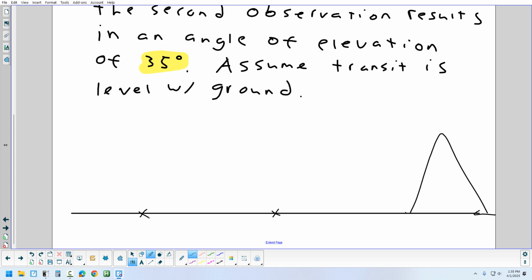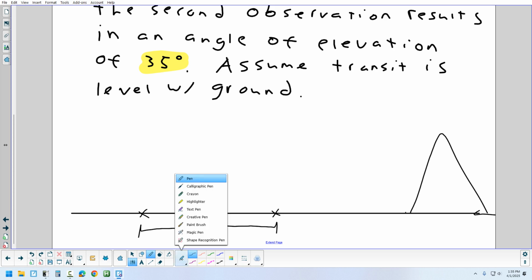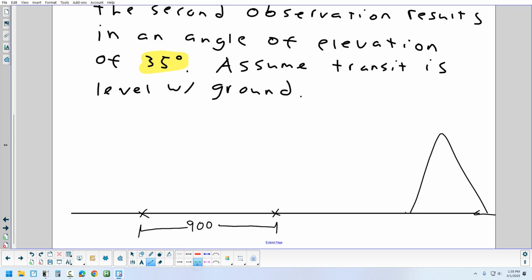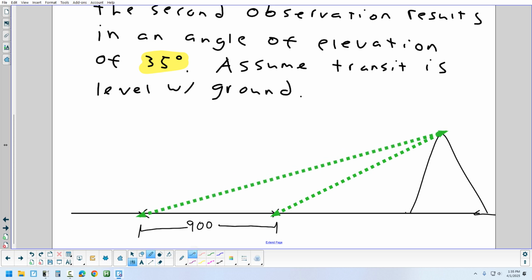Where's the tip of the mountain? What's the distance between the 2 spots the surveyor stands? 900. So we know that that's 900 from there to there. And each time, remember, the surveyor is going to point the tool they're using right at the tip of the mountain. And then they do it again. What's the angle that they get the first time? 47. So I wrote the whole thing.